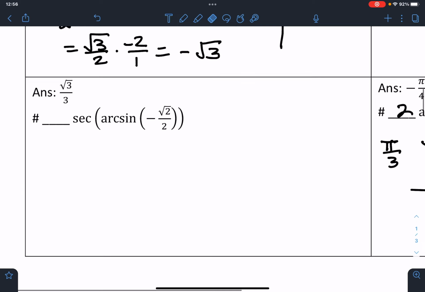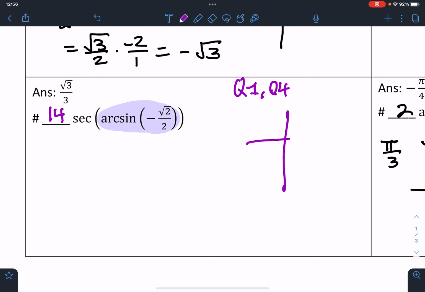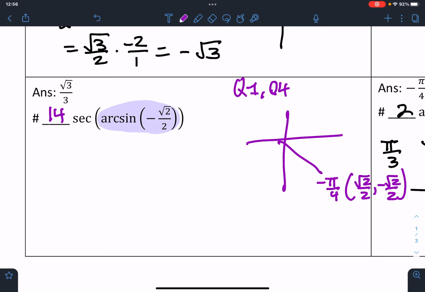So let's get to 14. So let's do this one right here. Once again, I'm doing arc sine. So Q1, Q4. Do you see how I just keep writing it over and over again? When I see square root of 2 over 2, I'm like, oh, that's -pi/4. I always want to make x negative for some reason, but it's not in the fourth quadrant. So I hope we see that -pi/4 gives us negative square root of 2 over 2. So now we have secant of -pi/4.